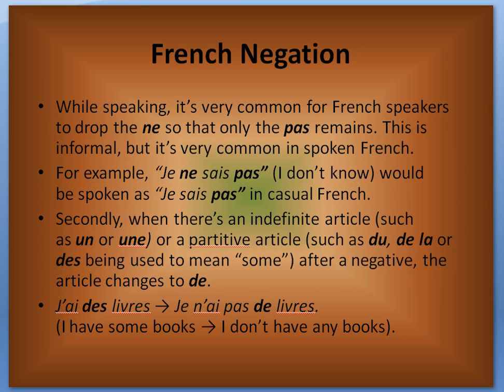Secondly, when there is an indefinite article such as un or une, or a partitive article such as du, de la, des, being used to mean some, after a negative, the article always changes to de. J'ai des livres, je n'ai pas de livres. Although in the second example, in the negative sentence, livres is plural, the article is still de.